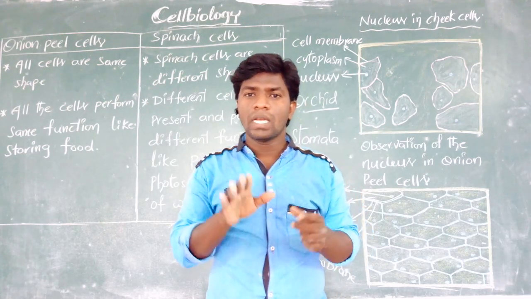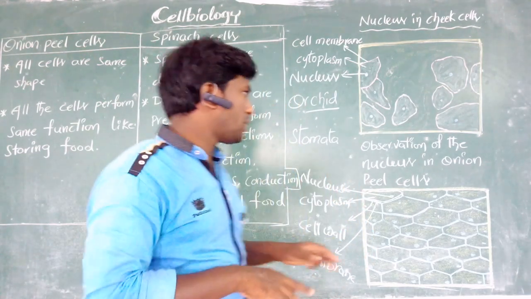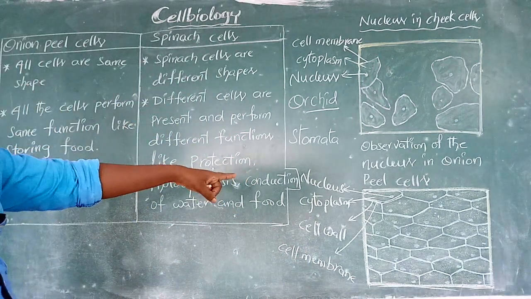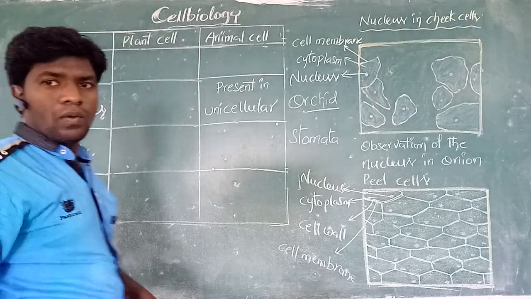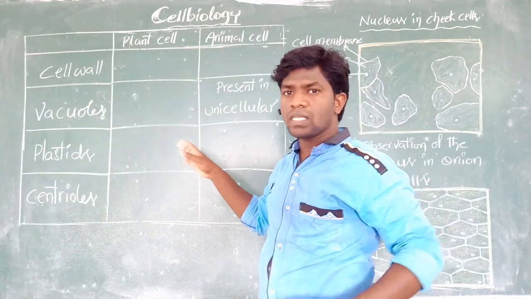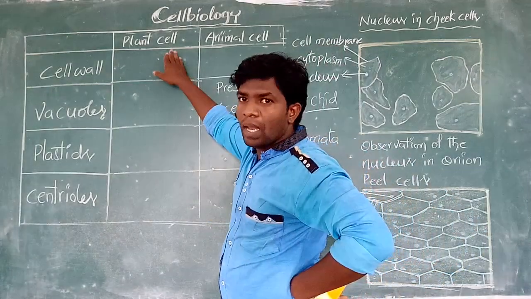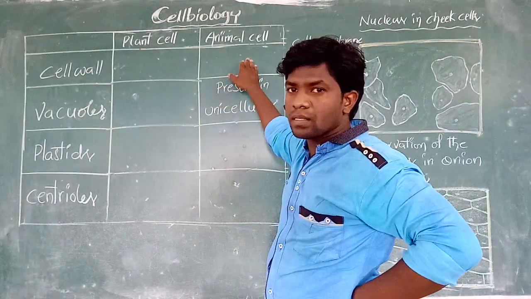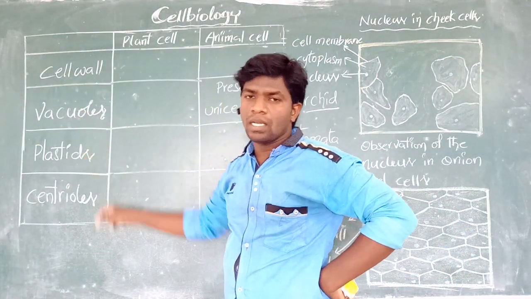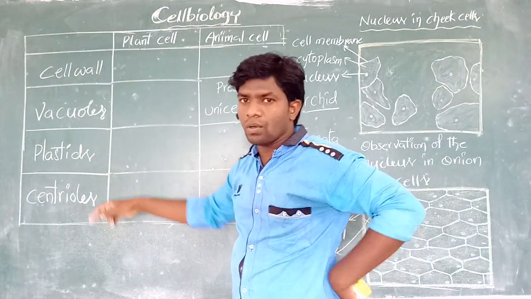What are the differences between plant cells and animal cells? Okay, let's look at the board. The differences between plant cells and animal cells: cell wall, vacuoles, plastids, centrioles.